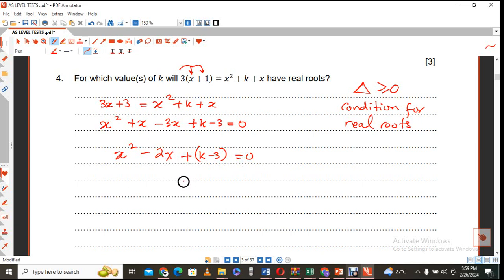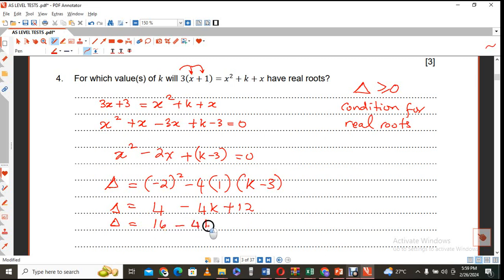Okay, right. So let us now quickly find what our discriminant would be. Our discriminant would be minus 2 squared minus 4 times the value of a, which is 1, and then the value of c. So at the end of the day, this is 4 minus 4k plus 12. So the discriminant here would be 16 minus 4k.